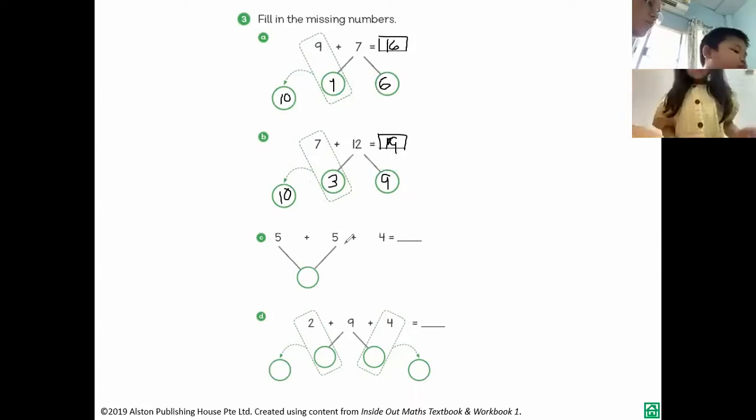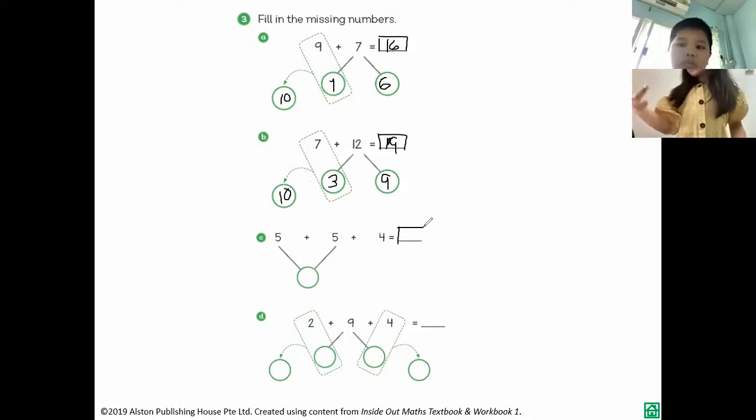Letter C, I want to choose Mac. 5 plus 5 plus 4. So there are 3 numbers. 5 plus 5 plus 4.